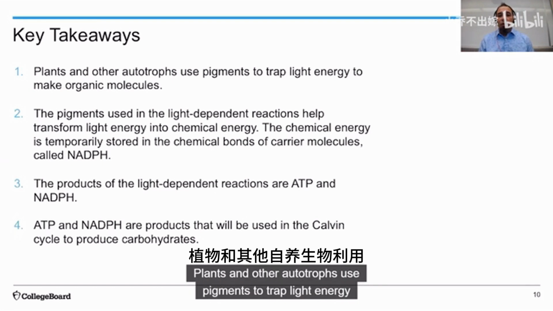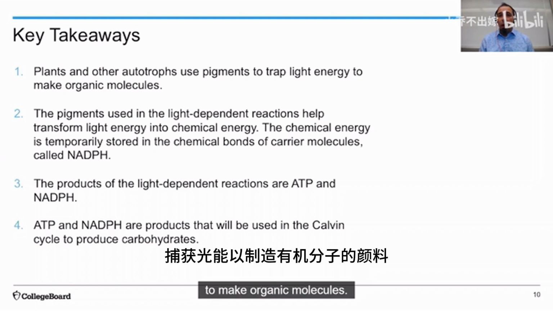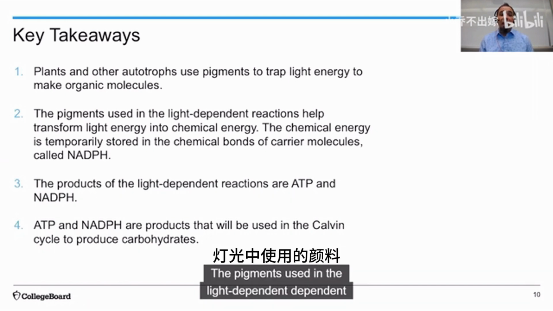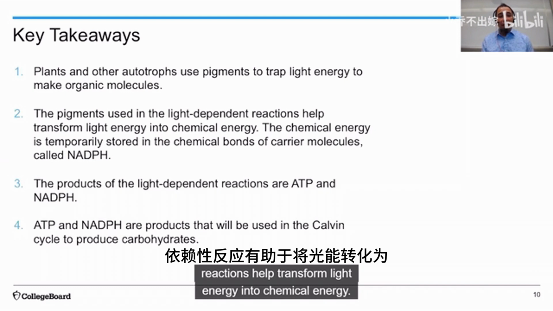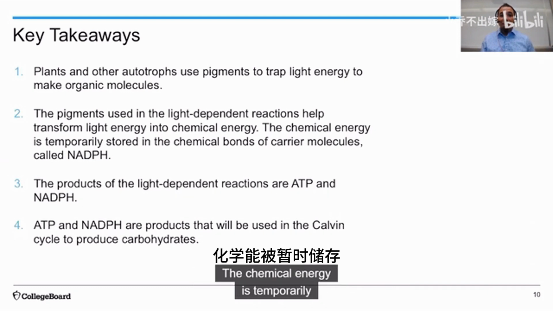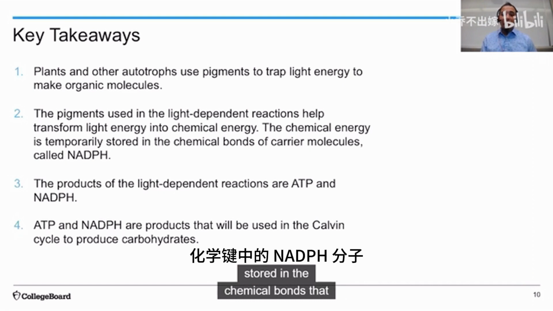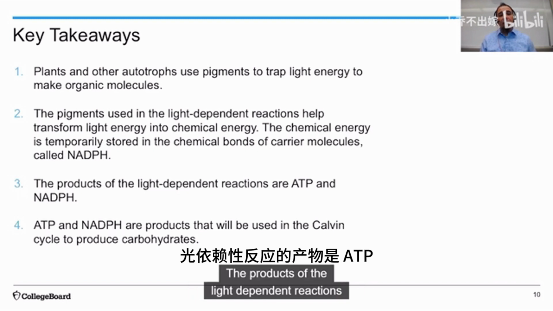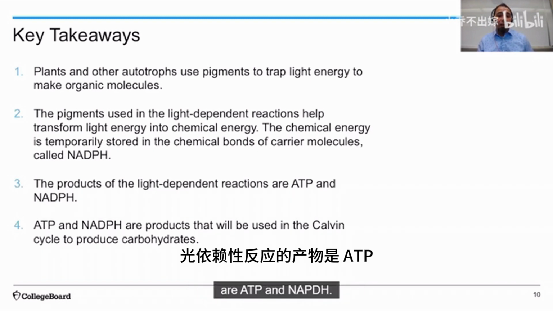Plants and other autotrophs use pigment to trap light energy to make organic molecules. The pigment used in the light-dependent reactions helps transform light energy into chemical energy. So again, a transformation process. The chemical energy is temporarily stored in the chemical bonds of that carrier molecule called NADPH. The products of the light-dependent reactions are ATP and NADPH.